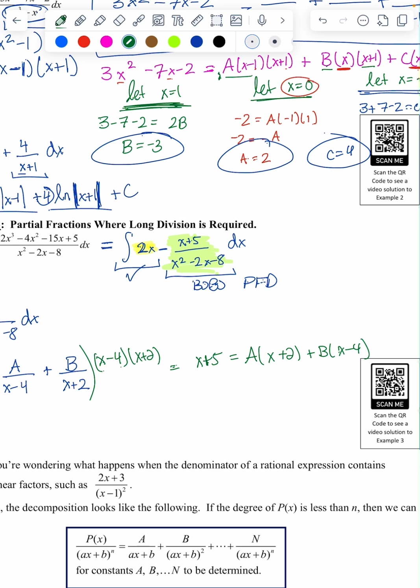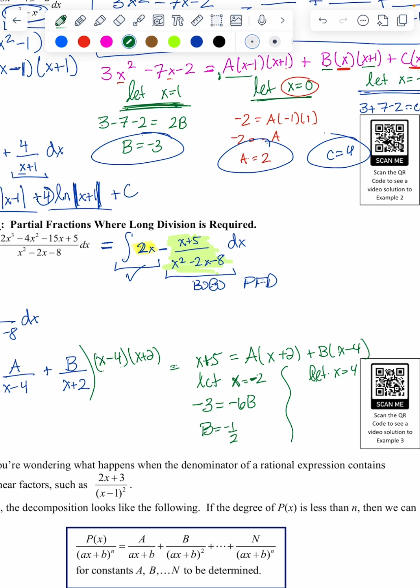Now, our solutions from our factors that will cause the denominator to not work: let's let x equal negative 2 and let's let x equal 4. When you let x equal negative 2, negative 2 plus 5 is 3, and that equals, the A is gone, right? And so that equals negative 6B. So B is negative 1/2.